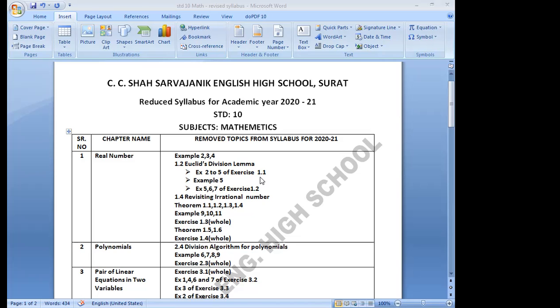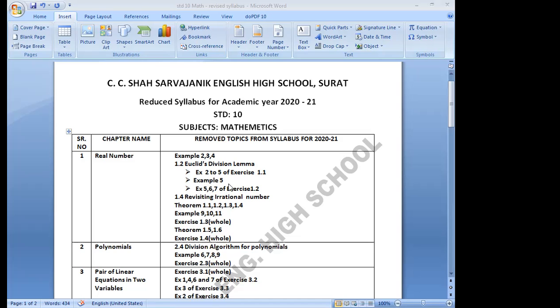Let's go ahead. Page number 8, theorem 1.2, the fundamental theorem of arithmetic, is excluded. Then page number 9, example 5 is also excluded. You can see examples 2, 3, 4 and example 5 on page number 9 are also excluded. Page number 10, examples 6, 7, 8 are included in the examination.